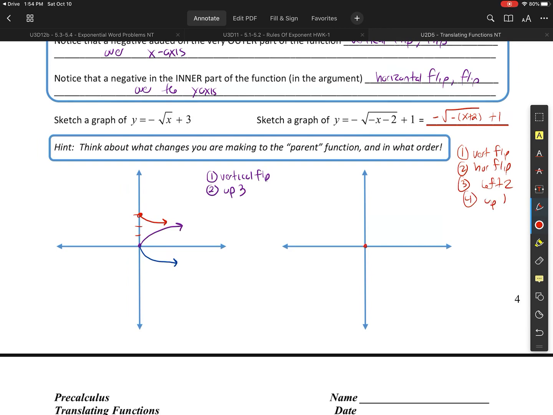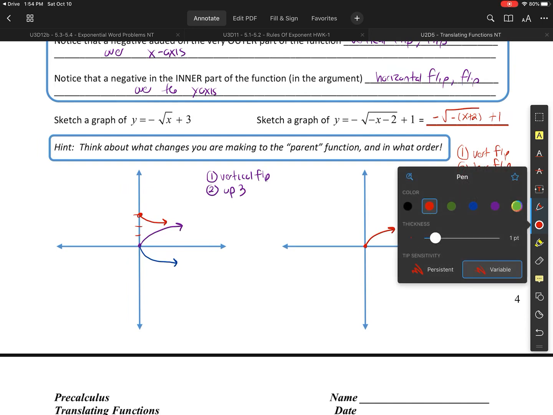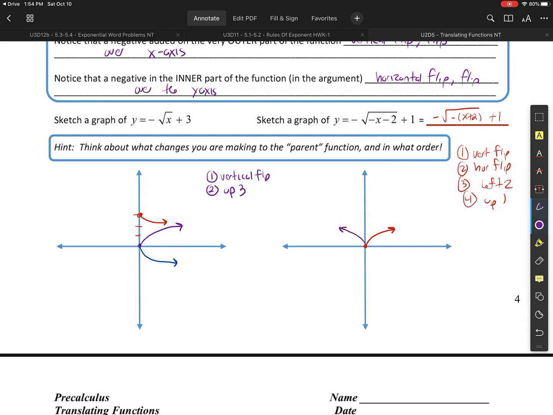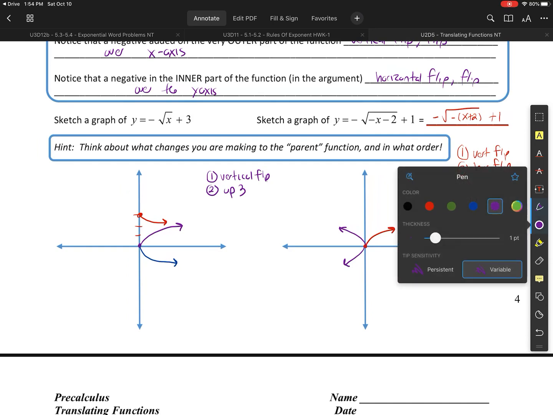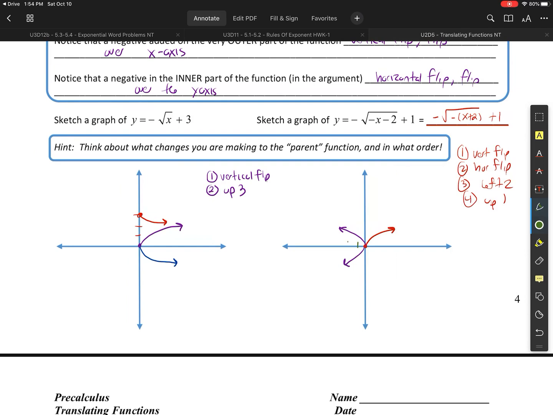That's a lot. So there's my original. I'm flipping this way. Then I'm flipping this way. So I got my vertical flip, I got my horizontal flip. I actually did it backwards. First I horizontal flipped, then I vertical flipped. Now I'm going to go left 2. 1, 2. And I'm going to go up 1. So that second green, that's where my final answer should be. Vertical flip, horizontal flip, up 1, left 2. Take a moment to erase some of this. There it is. There's my graph.